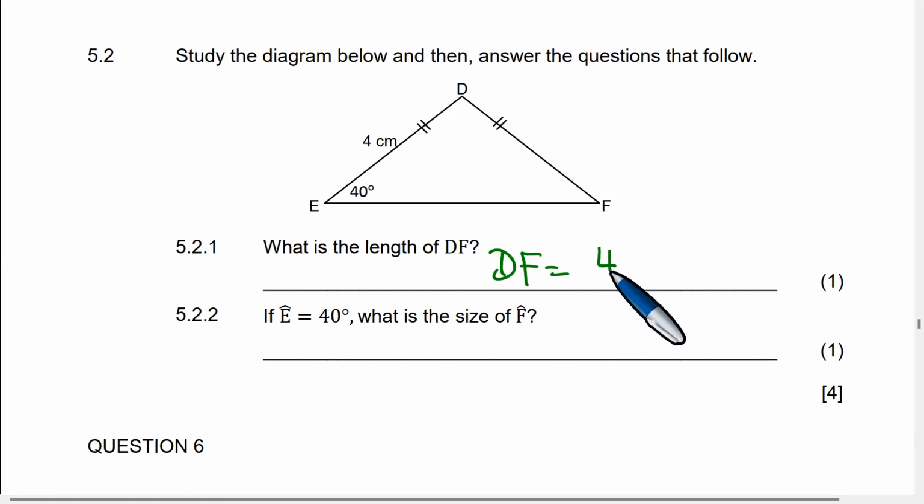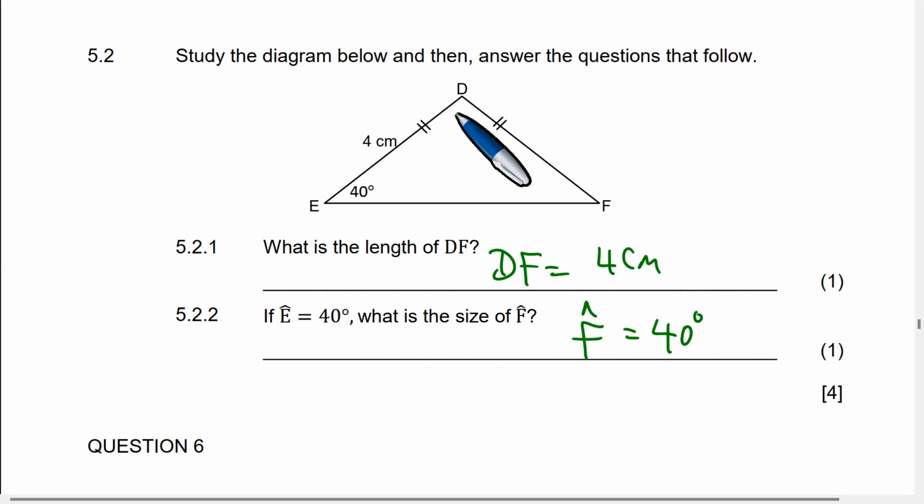DF equals 4 centimeters. Okay, if angle E is 40 degrees, what is the size of angle F? Isn't it 40 degrees? It is 40 degrees. Well done. Angle F is actually 40 degrees.